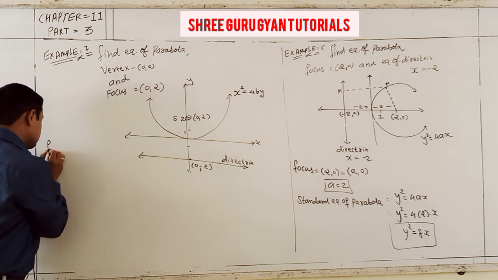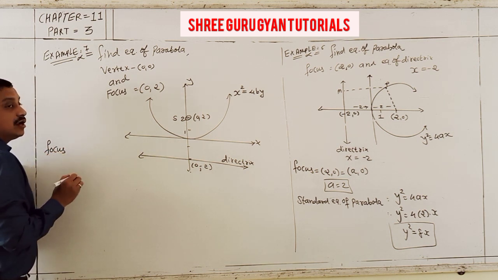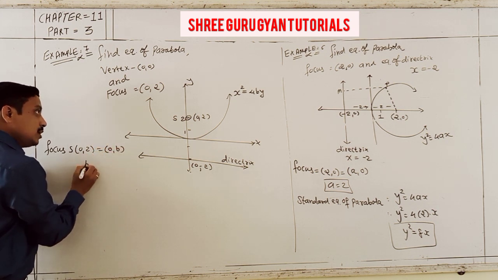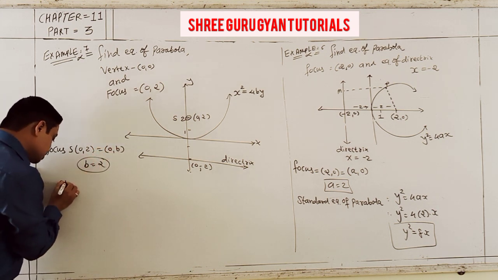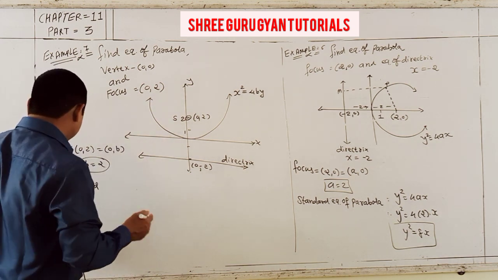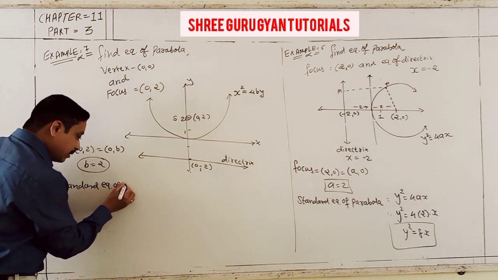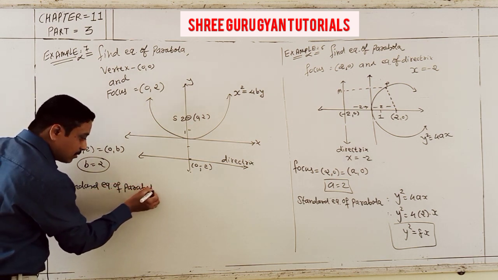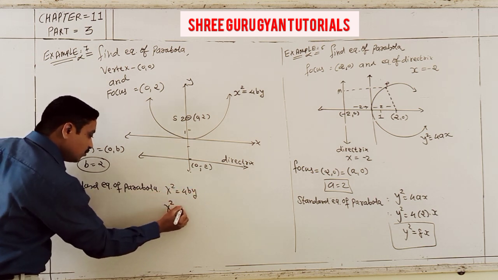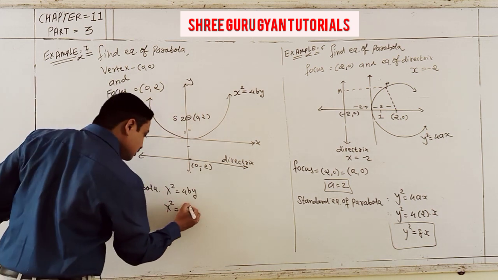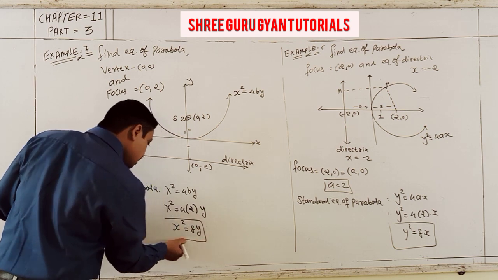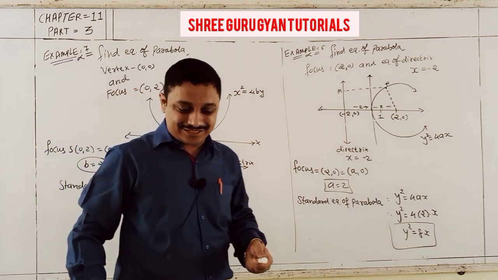So according to the focus, students, you compare 0, 2 with 0, b. b is equal to 2. So the standard equation of parabola, that is x square is equal to 4by. x square is equal to 4 times b, b is what? 2, so x square is equal to 8y. And simply, easily your answer is done, students.